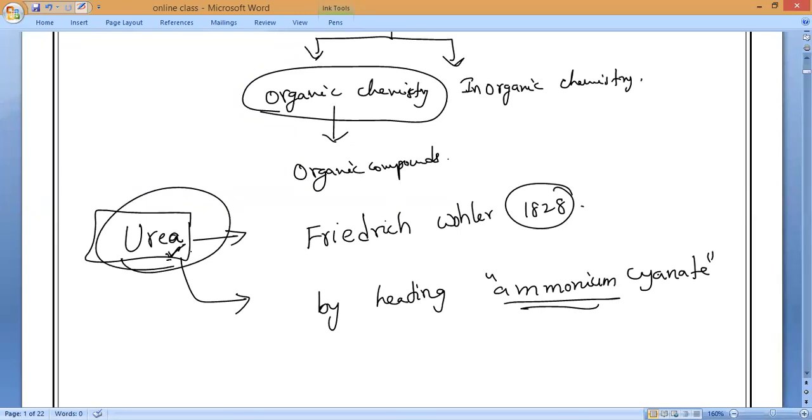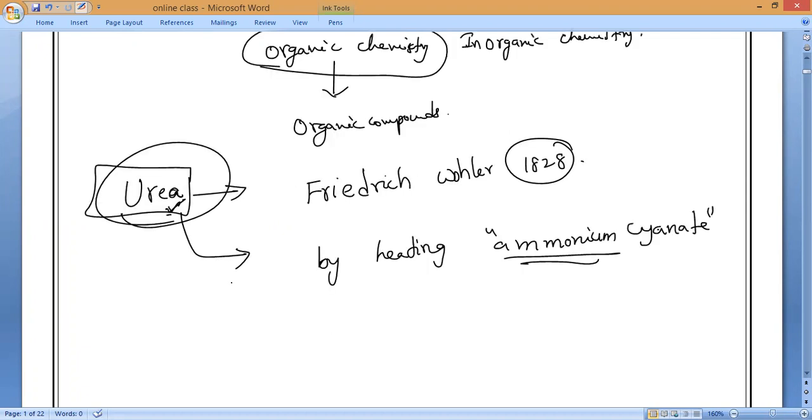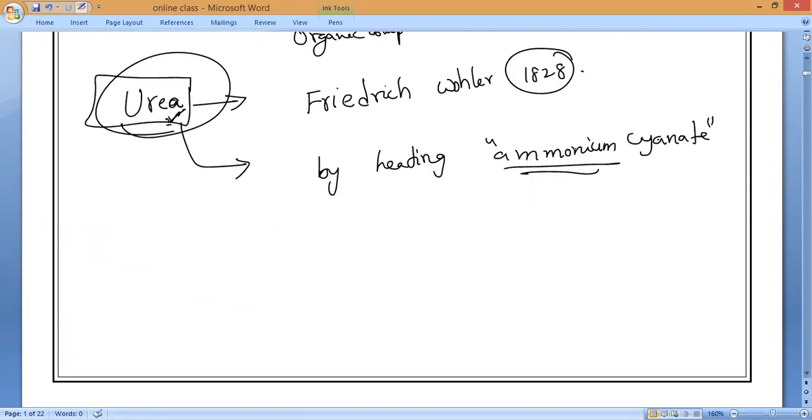So that is how people understood that the vital force theory was wrong. So we can synthesize these organic compounds in the laboratory. So now let us discuss how this urea was prepared in the laboratory by heating ammonium cyanide. So first, Friedrich Wöhler prepared ammonium cyanide. If you want to get ammonium cyanide, we need ammonium sulfate and potassium cyanide.